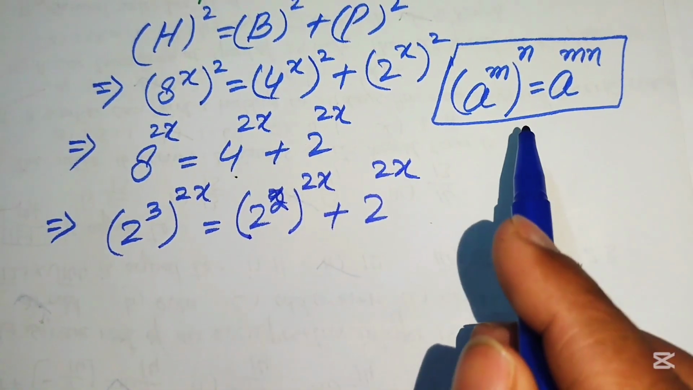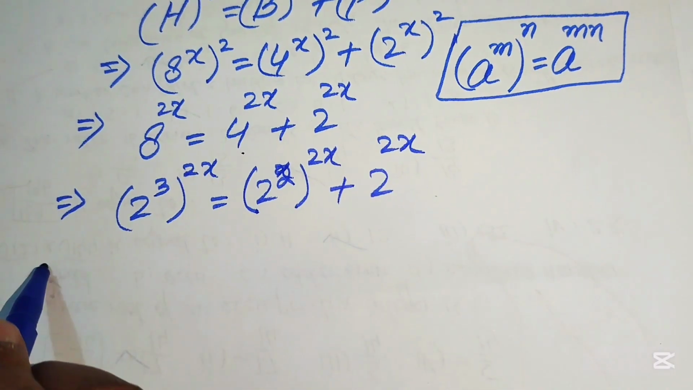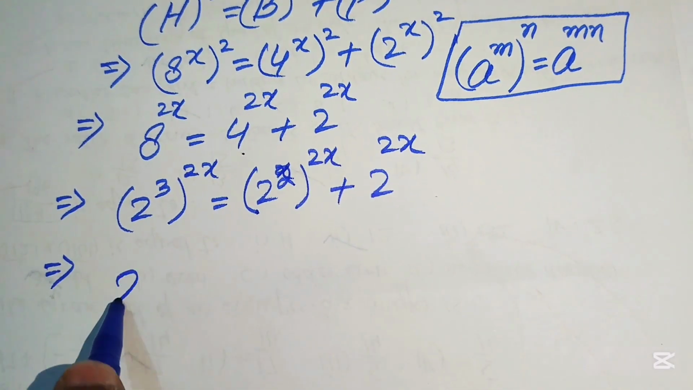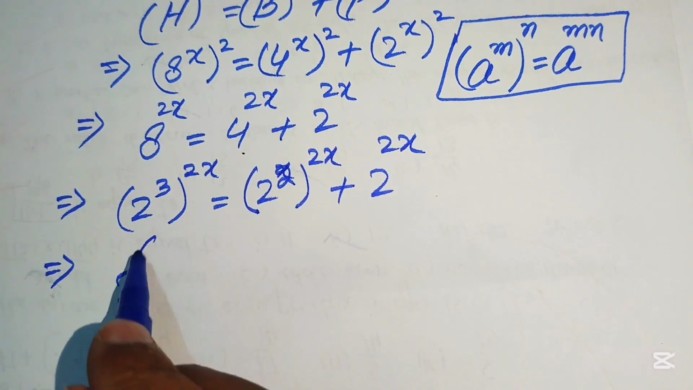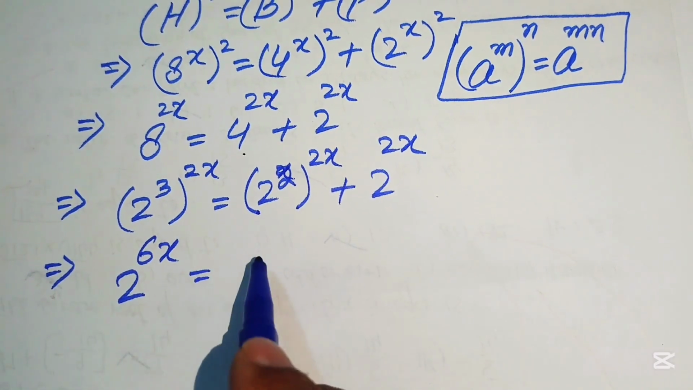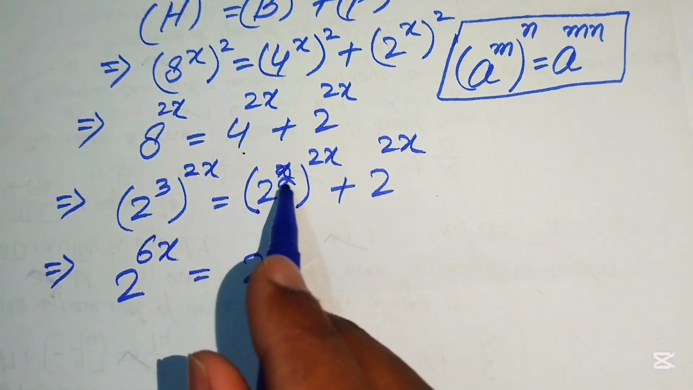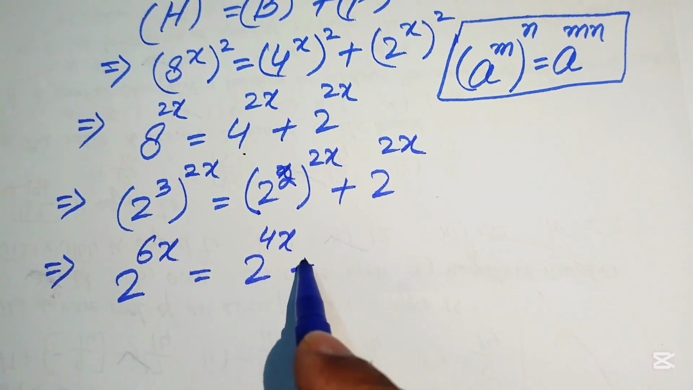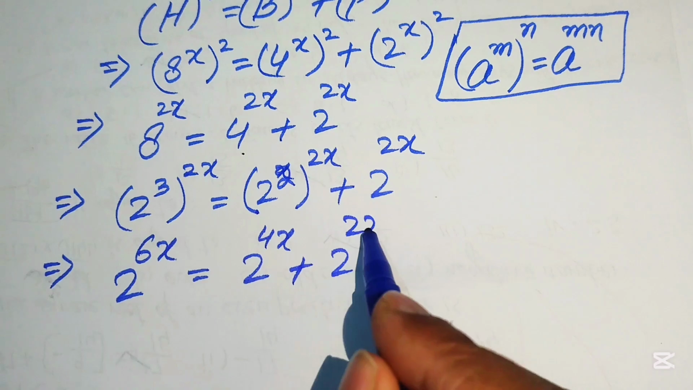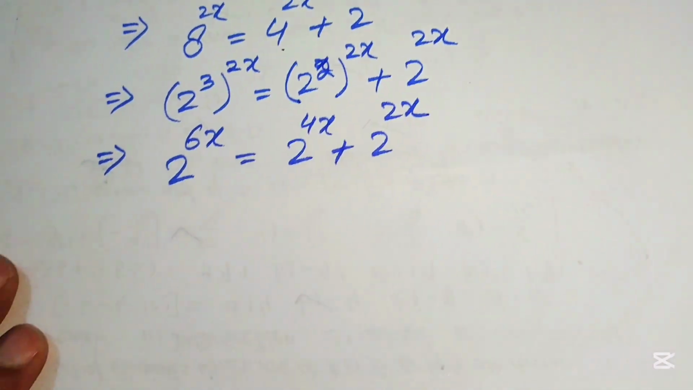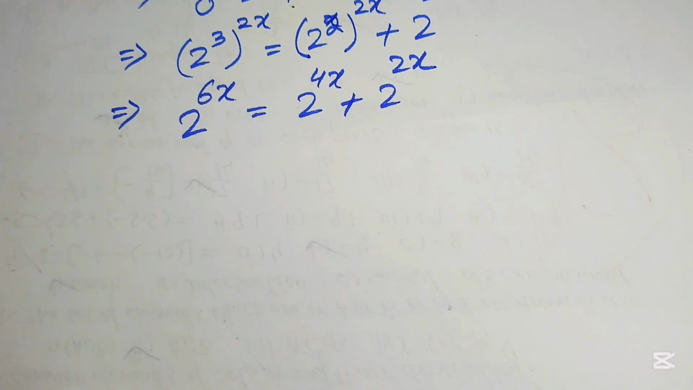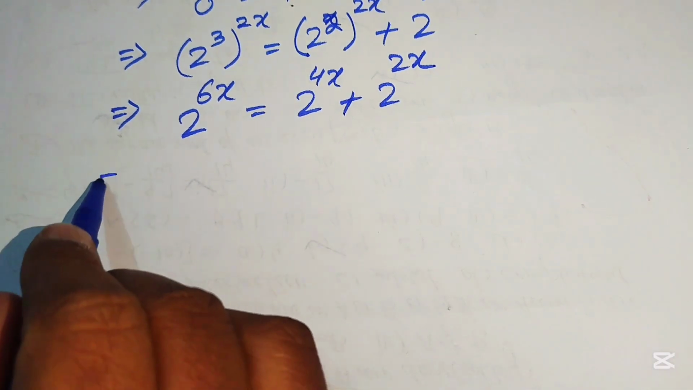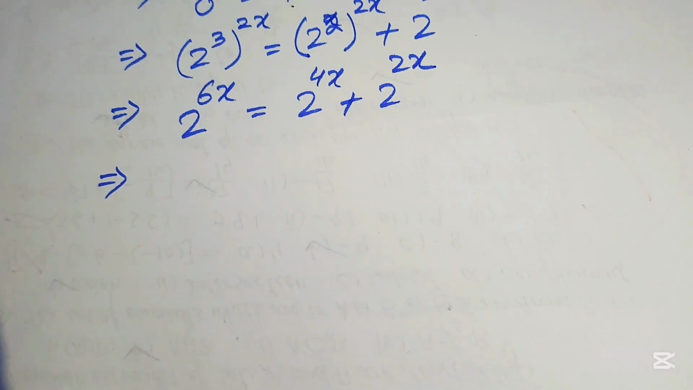So here we again apply this formula on each of these terms. It will be written as 2 to the power of 2 times 3, which becomes 6x, equals 2 to the power of 2 times 2x, which is 4x, plus 2 to the power of 2x. Further we need some simplification.